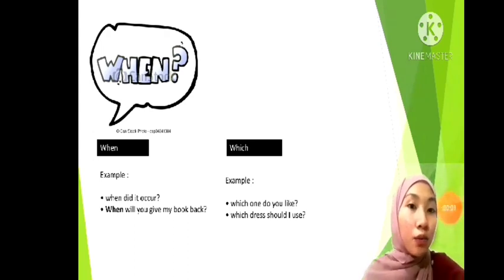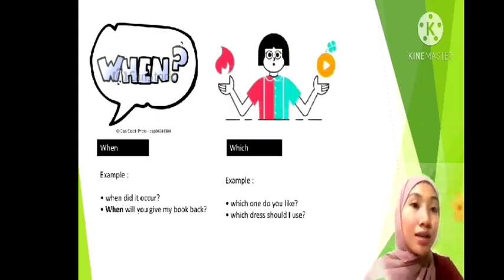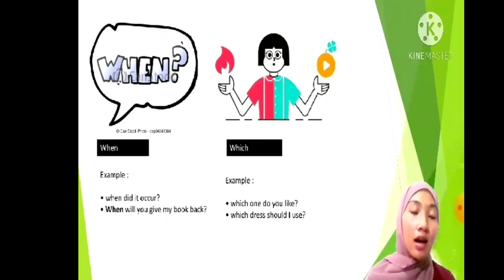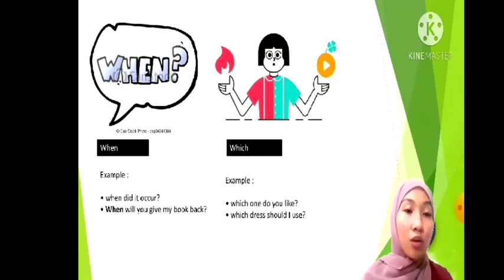And the next WH question word is which. Which is used if you want to ask for options or choices. For examples, which one do you like? Or which dress should I use? And if you want to ask about an option or choices, you will always use the WH question which.